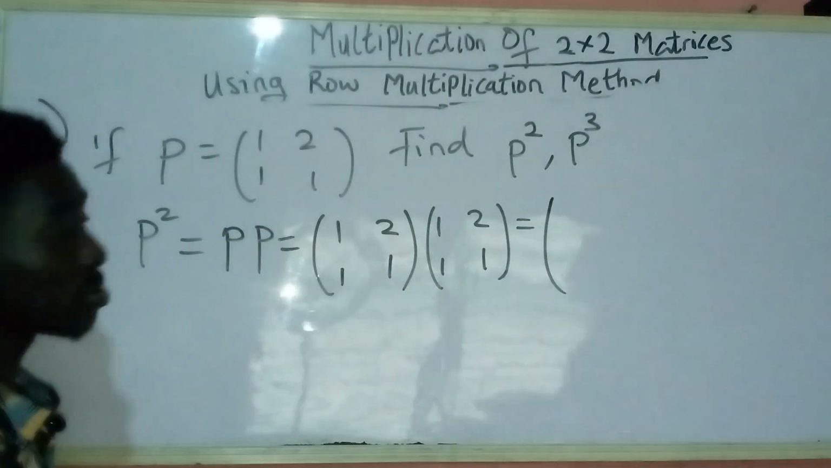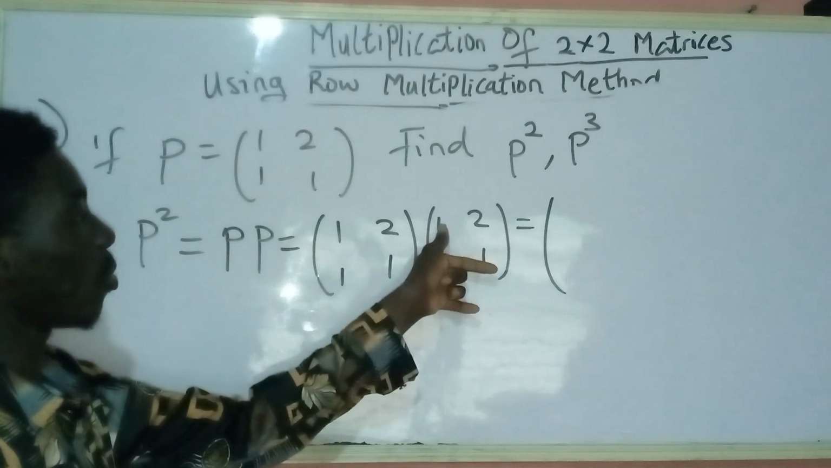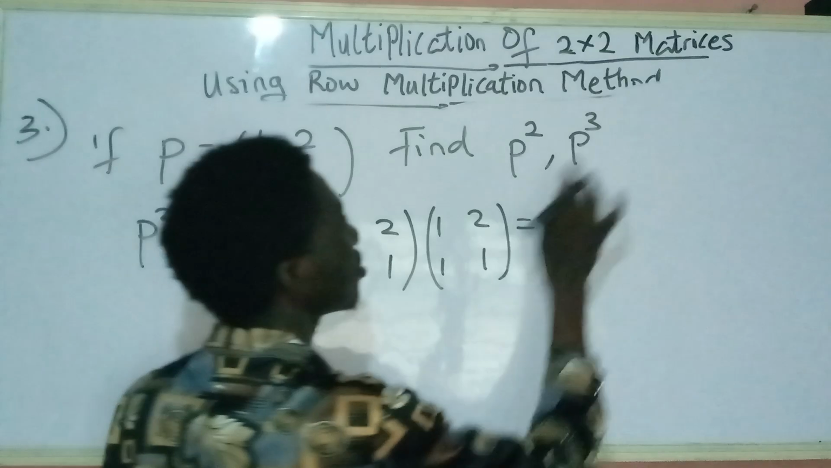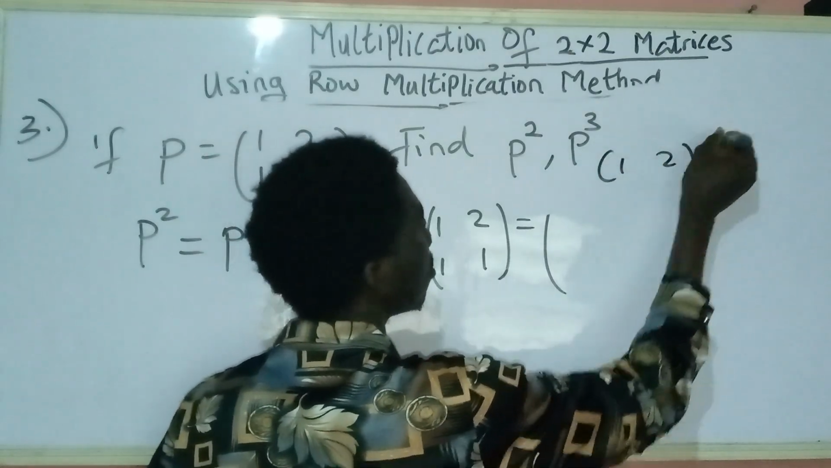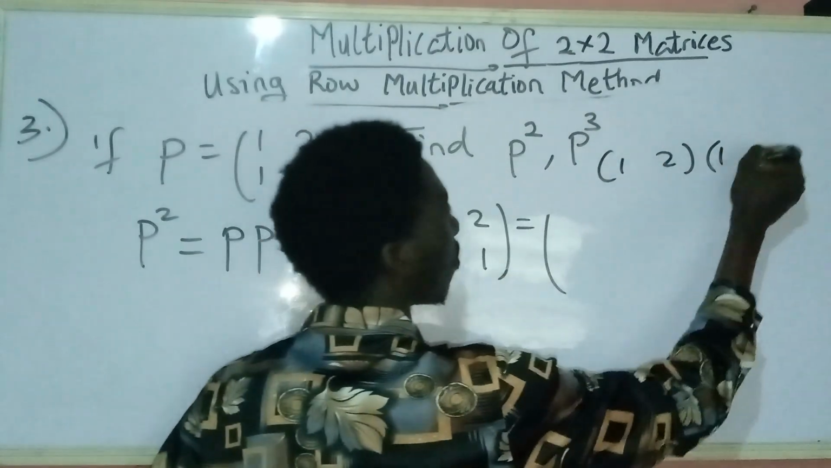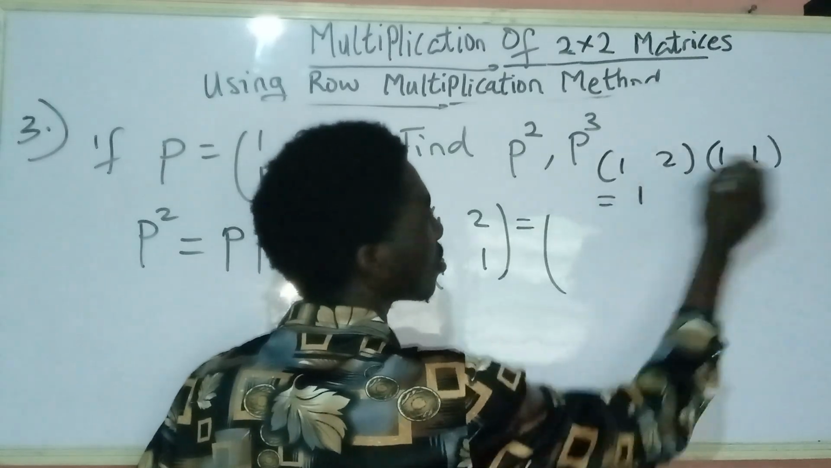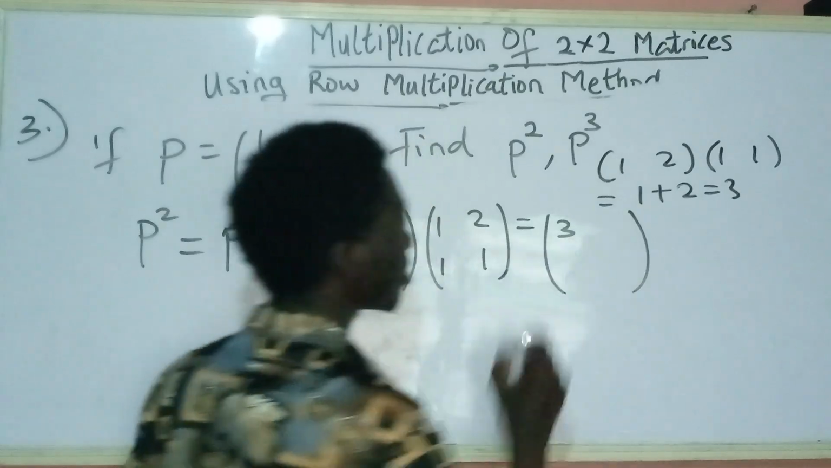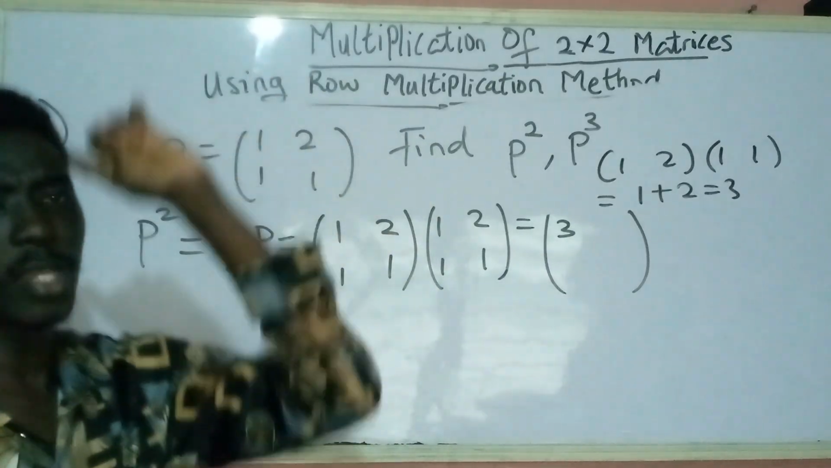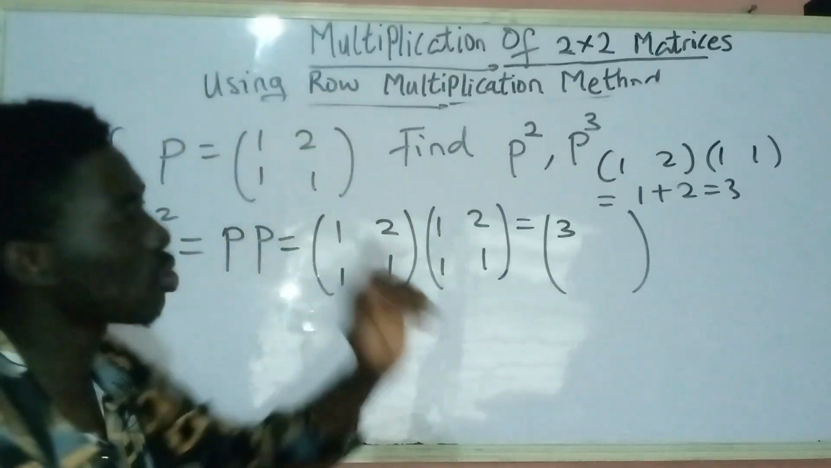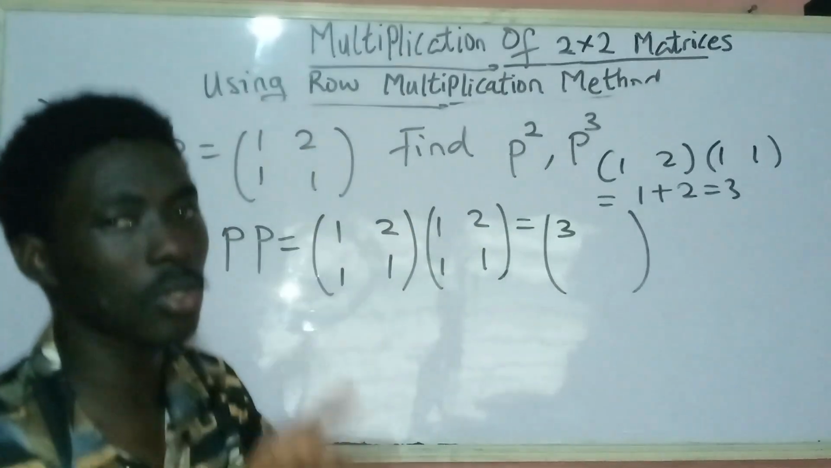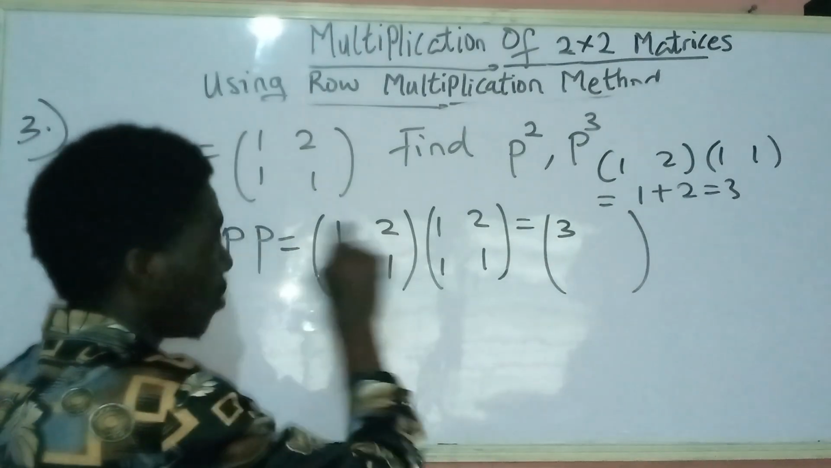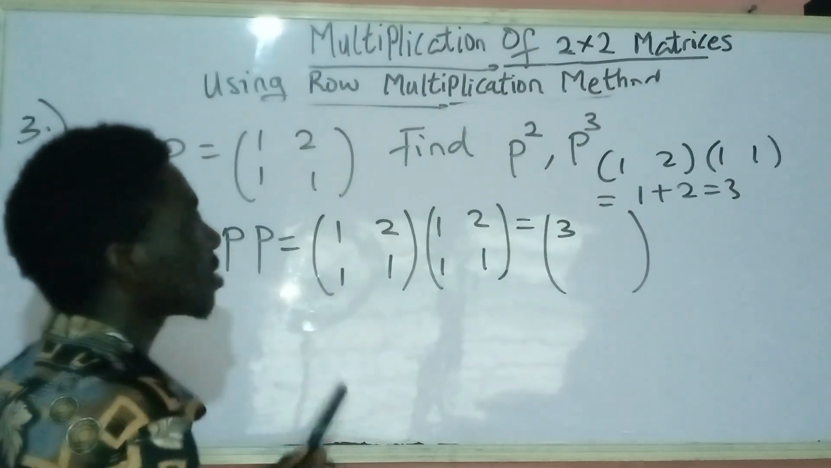So I'll start with the first row, 1, 1, with the first column, 1 and 2. 1 times 1 is 1, 1 times 2 is 2. That gives me 3. So here contains 3. Because anything you are doing, start with the first row. First row, multiply all the columns.